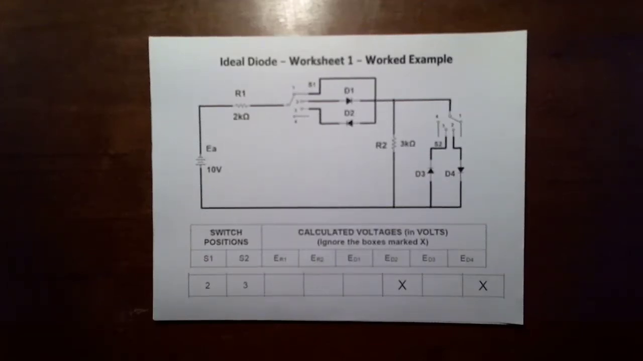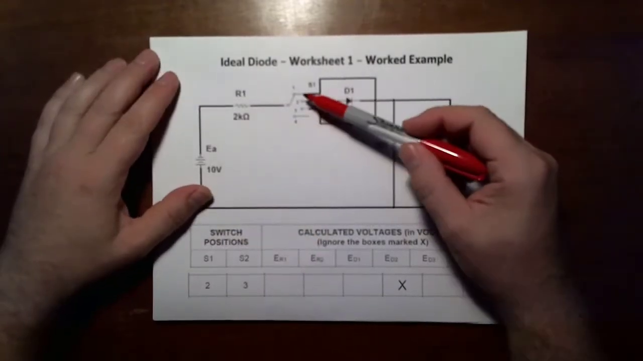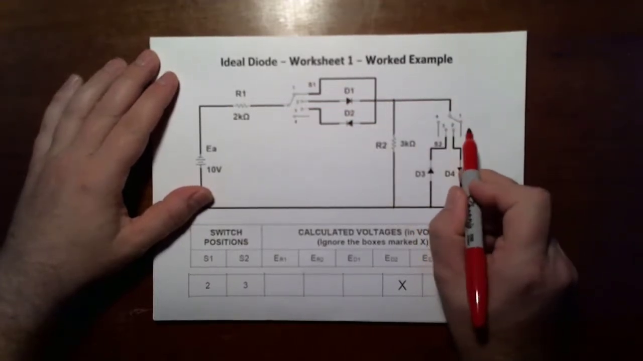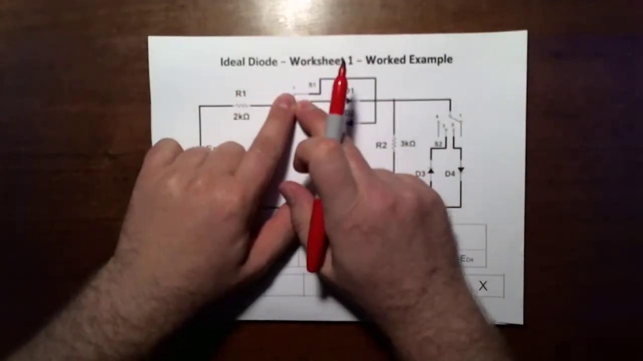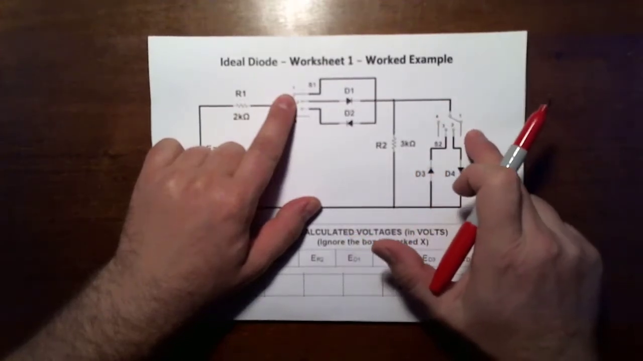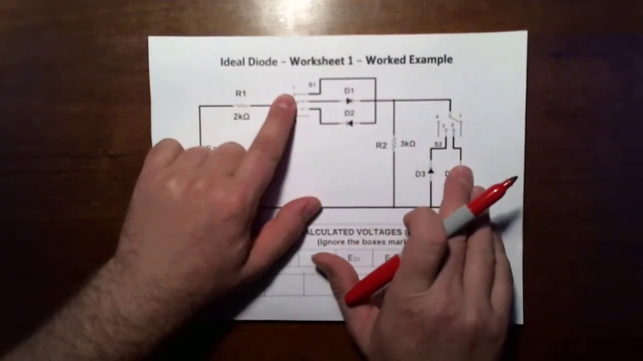Hi class, this is an example of how to manage the ideal diode worksheet. If we took this worksheet literally, there's a 4-position switch right here and a 4-position switch right here. So if I had switch number 1 in position 1 and then I worked through switch number 2 in each of its positions, I would have 4 different circuits.